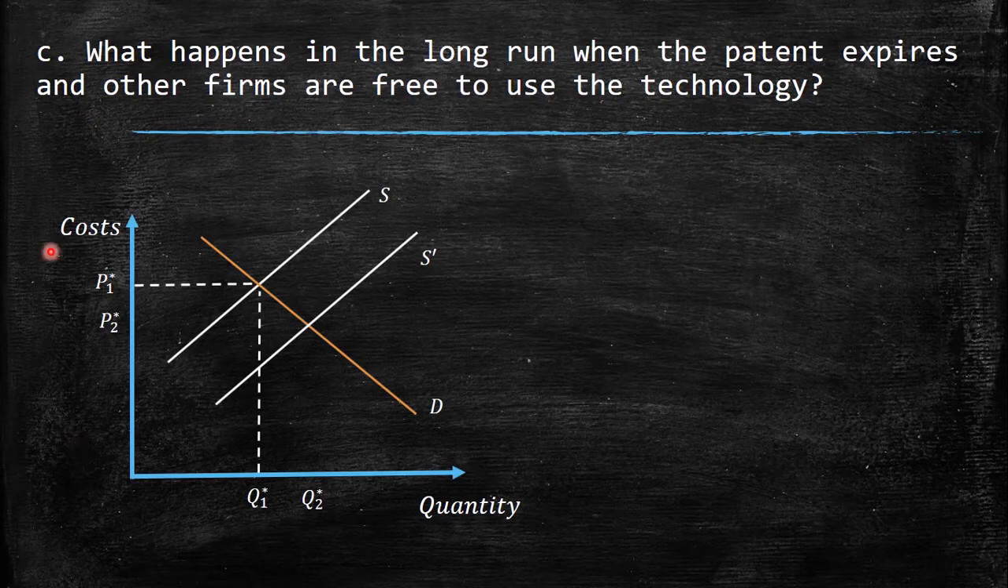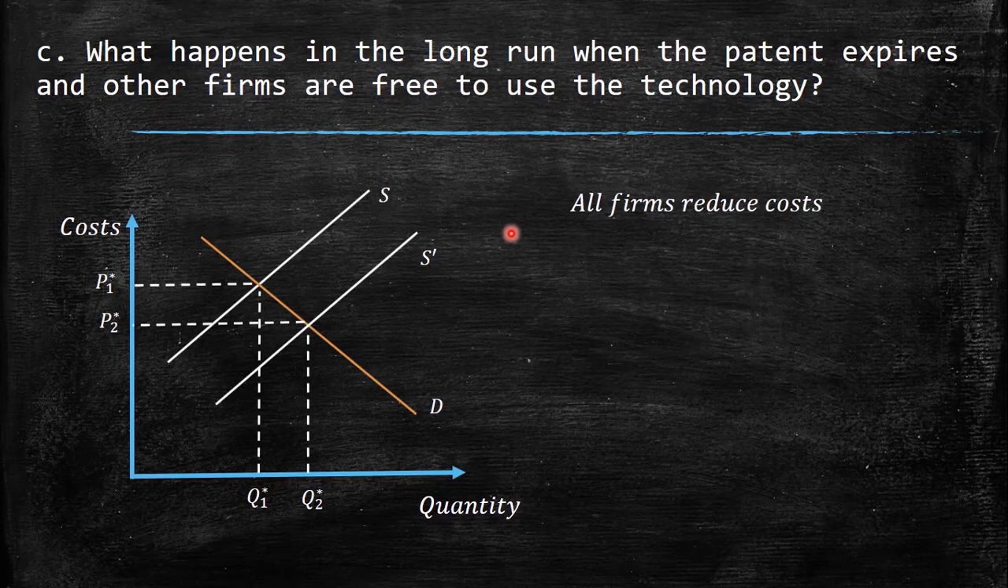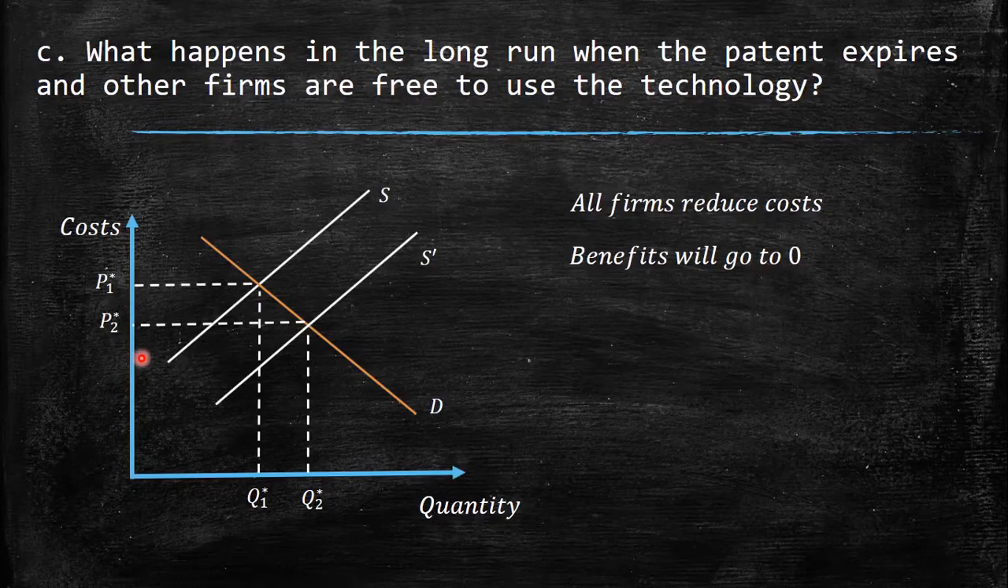Okay, then at this time the supply curve is going to move to the right, and at the end, with this kind of event that all firms can use, all firms reduce costs, and the benefits will go to zero again in the long run, and then the price will decrease. It's going to be better for the consumers at that time. So basically that's the idea.